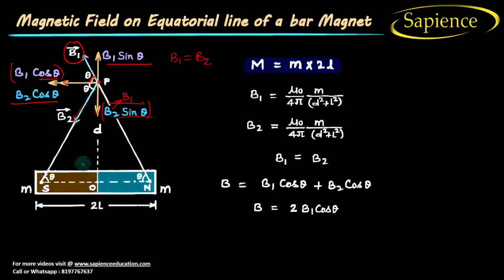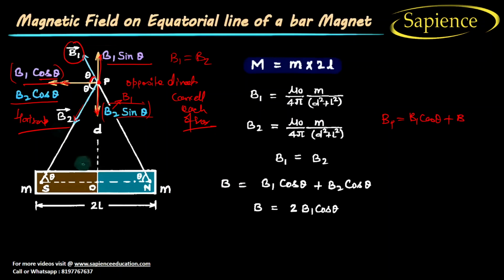So finally what you observe at this point is that they both are in opposite direction. If they both are in opposite direction, what will happen? They will cancel each other. So the magnetic field will cancel each other. If the magnetic field cancels, what component do we have? Now we have only the horizontal component. So finally, the net magnetic field at a point P is equal to B1 cos theta plus B2 cos theta.